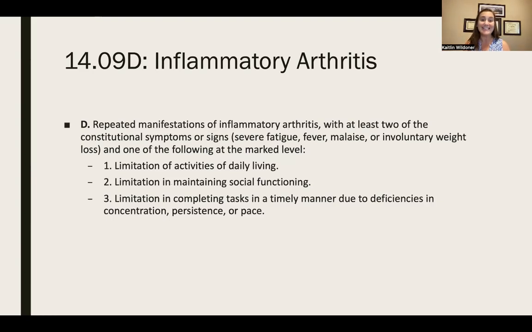Here's 1409D, if you've got medical documentation of repeated manifestations of inflammatory arthritis with at least two of the constitutional signs or symptoms, again, severe fatigue, fever, malaise, involuntary weight loss, and at least one of the following three at the marked level. So you've got to have either a marked limitation in your ability to perform activities of daily living, marked limitation in your ability to maintain social functioning, or marked limitation in your ability to complete tasks in a timely manner due to deficiencies in concentration, persistence, or pace.